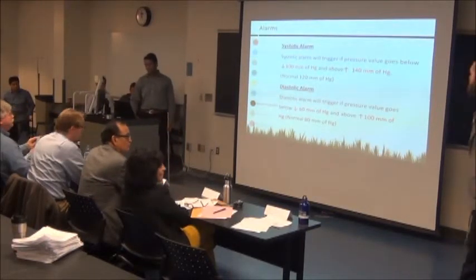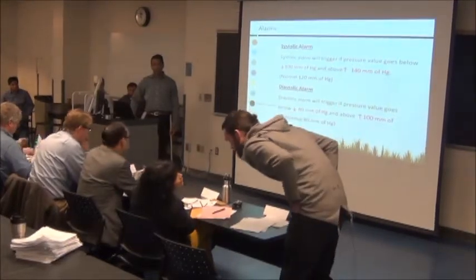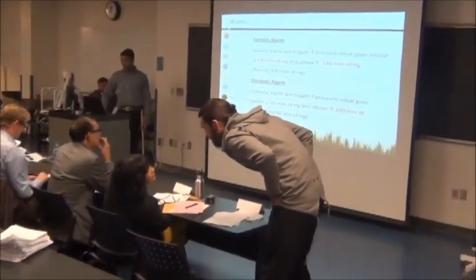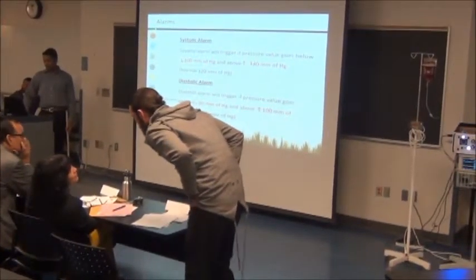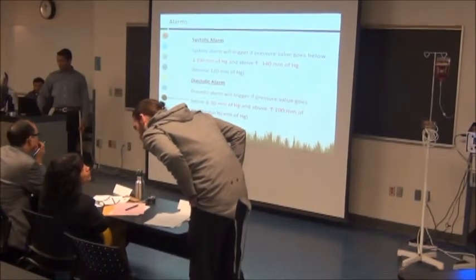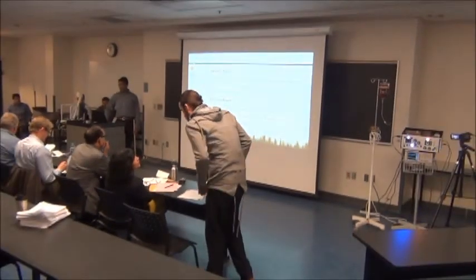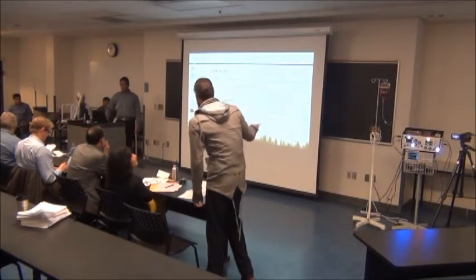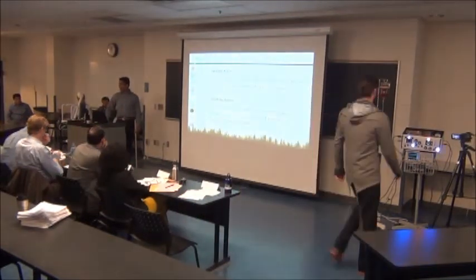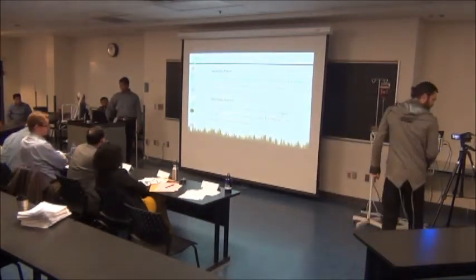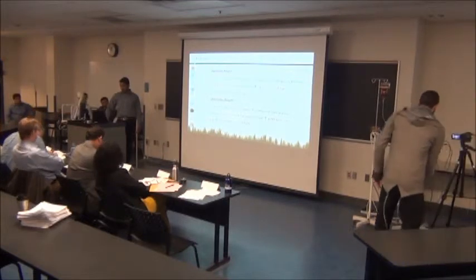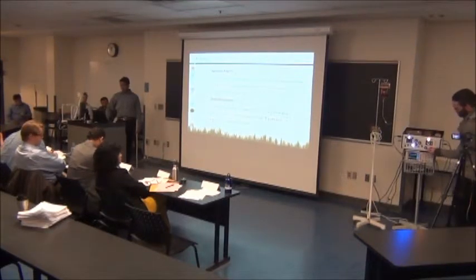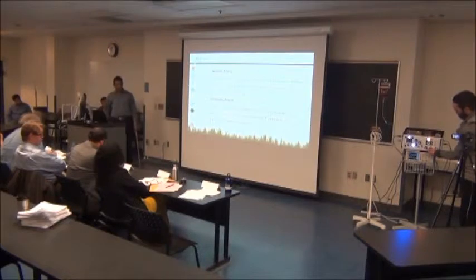For the systolic alarm, we have mainly two limits, an upper limit and a lower limit. When the pressure value goes below 100 mmHg or above 140 mmHg, the alarm will be triggered. Same in the case of the diastolic alarm, we have two limits, an upper limit and a lower limit. When the pressure goes below 60 or above 100, the alarms will be triggered. Now Evan will demonstrate it.